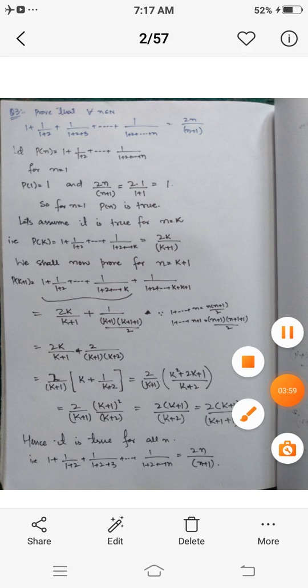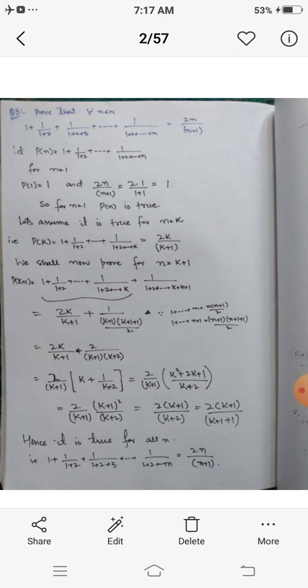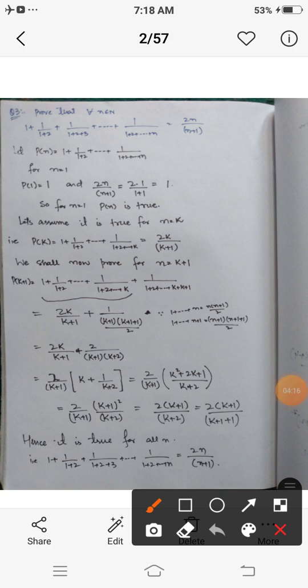Now question number 3 of this is prove that for all n, 1 plus 1 upon 1 plus 2 plus 1 upon 1 plus 2 plus 3 up to 1 upon 1 plus 2 up to n is 2n upon n plus 1. Let p of n be the given statement, that is p of n is 1 plus 1 upon 1 plus 2 plus so on to 1 upon 1 plus 2 plus so on to n. Now here we will use induction because this statement contains n.